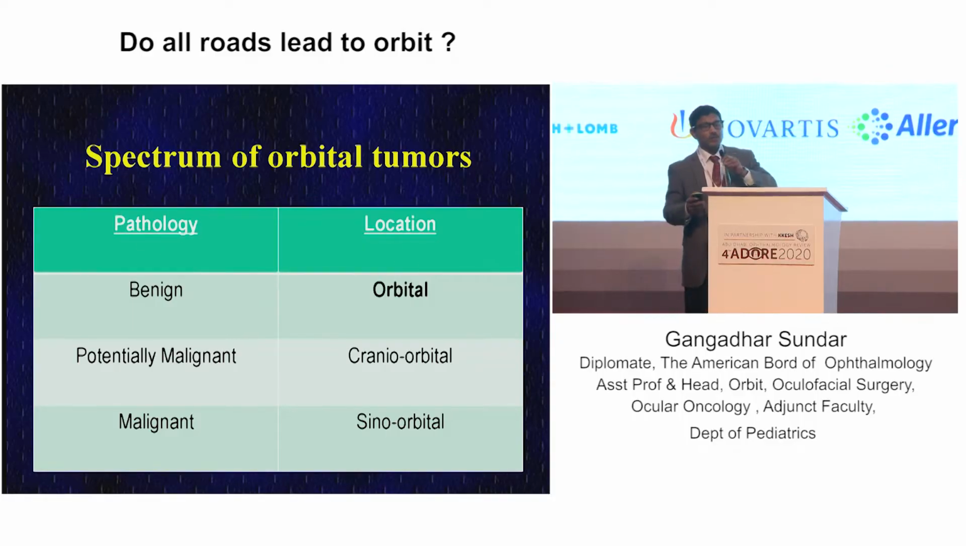When you look at orbital pathology, whether you're a pediatric ophthalmologist, a general ophthalmologist, or an oculoplastic surgeon, the simplest classification, the way we as surgeons look at it, is from a geographical point of view: where in the orbital map is the location of the lesion? Is it a primary pure orbital lesion, which is the vast majority we manage, or is it one of those challenging cranio-orbital lesions or sino-orbital lesions? That's where multidisciplinary approaches come in.